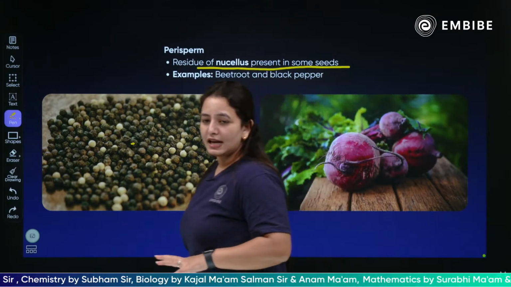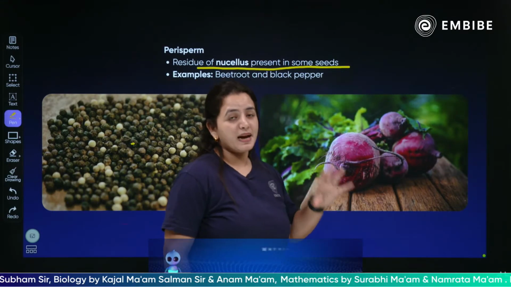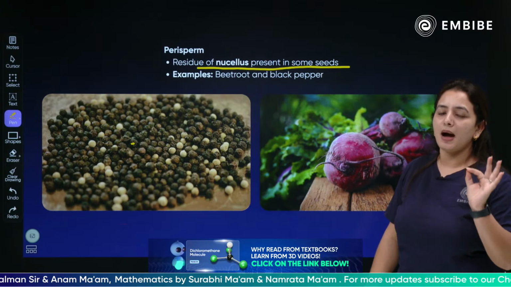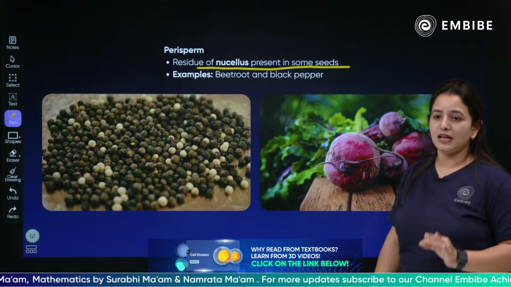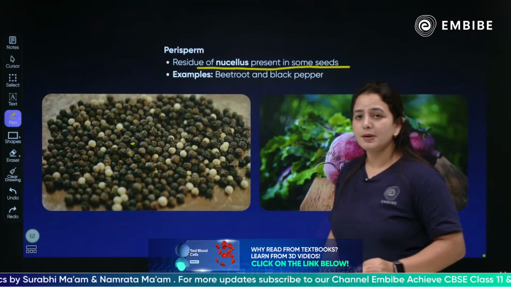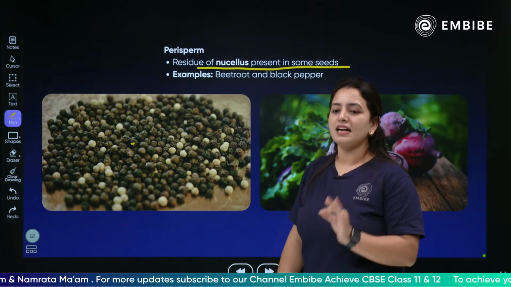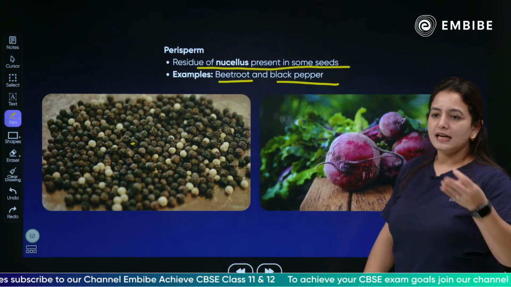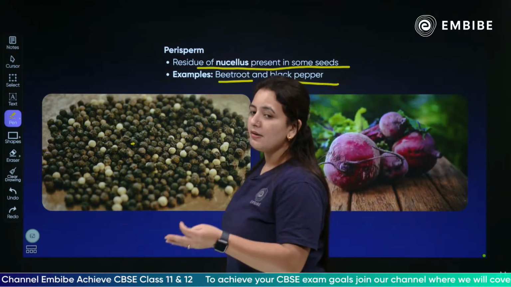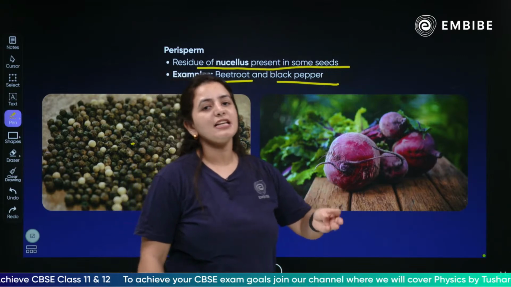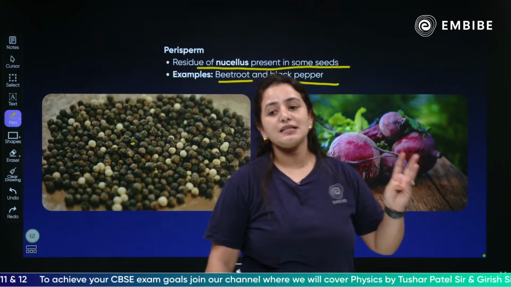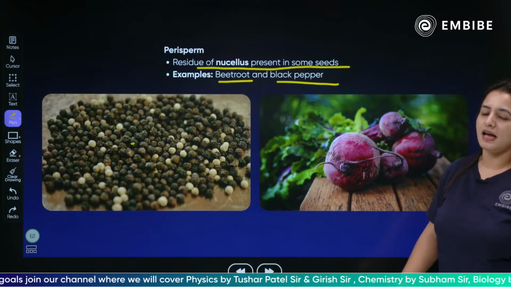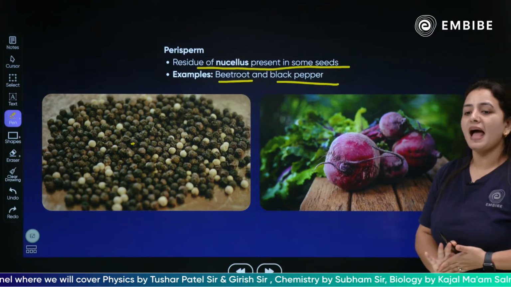When the nucellus is still present in a residual amount in some seeds, those seeds are said to have perisperm. And examples where the nucellus persists are beetroot and black pepper. Okay, albuminous seed, non-albuminous seed or ex-albuminous seed, and then we have perisperm seeds. What is perisperm? It is just the persistent traces of nucellus left. Examples of perisperm are beetroot and black pepper.